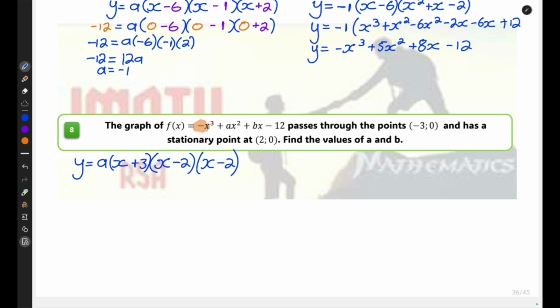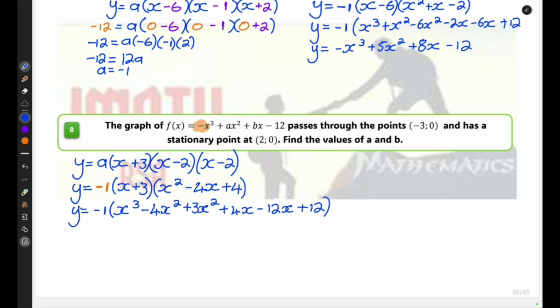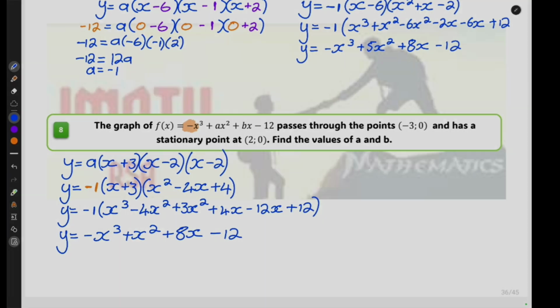So I can then rewrite this as y is equal to minus 1 and then start foiling out all the brackets. Please don't make my mistakes again. Learn from me and be smarter. Great. Answer is y equals minus x cubed plus x squared plus 8x minus 12.